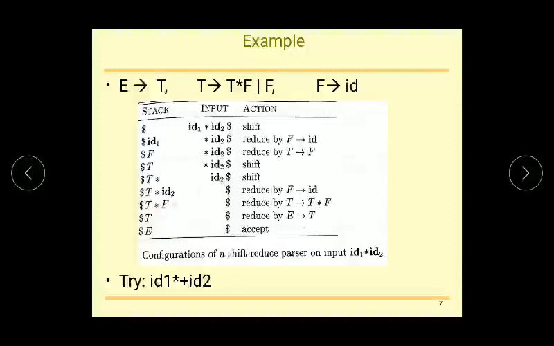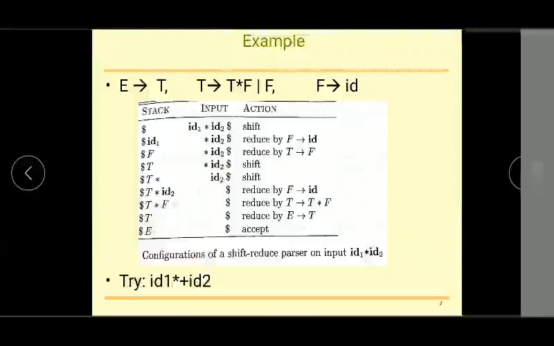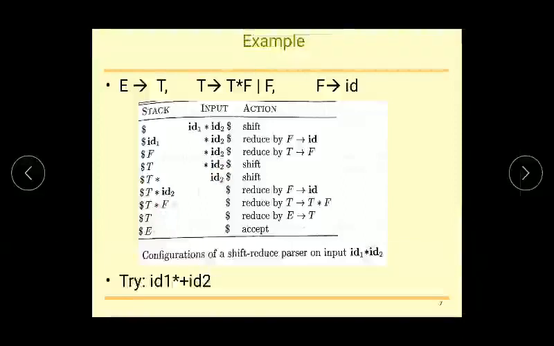And finally, T can be reduced to E. So at the end of the input we have only E, that is the start symbol, on the stack. So the action is accept. So these are all the configurations of a shift reduce parser on the input ID1 star ID2.